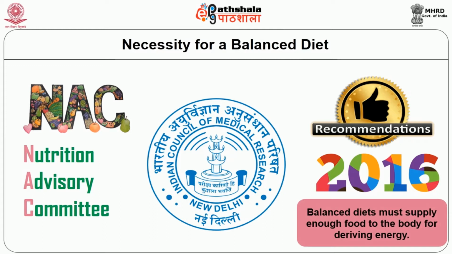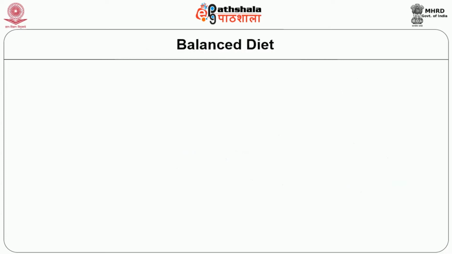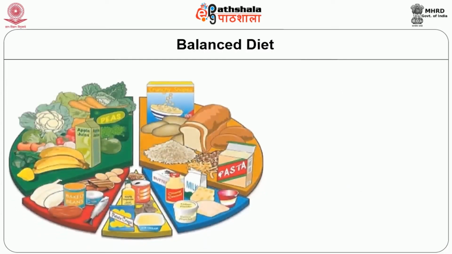The balanced diets must supply enough food to the body for deriving energy. Energy is simply expressed as the capacity to do work. For basic activities like heartbeat, breathing, and exertion, energy is also required. To compensate for all these human activities, we will have to plan for the balanced diet.